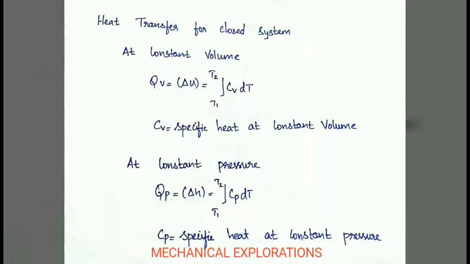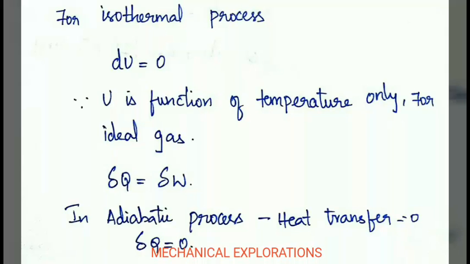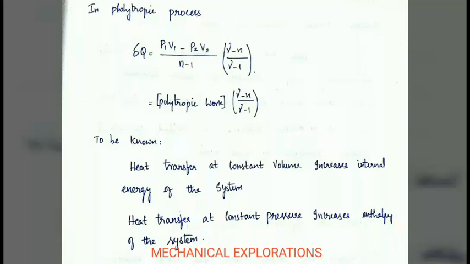Now, heat transfer for a closed system has different types: for constant volume, pressure, and temperature. First, coming to constant volume, that's QV equals the integral from T1 to T2 of Cv dT. For pressure, that's Cp dT, the same integral from T1 to T2. In an isothermal process, dU equals 0 because U is a function of temperature for an ideal gas, so del Q equals del W. In an adiabatic process, there is no heat transfer, so del Q equals 0.